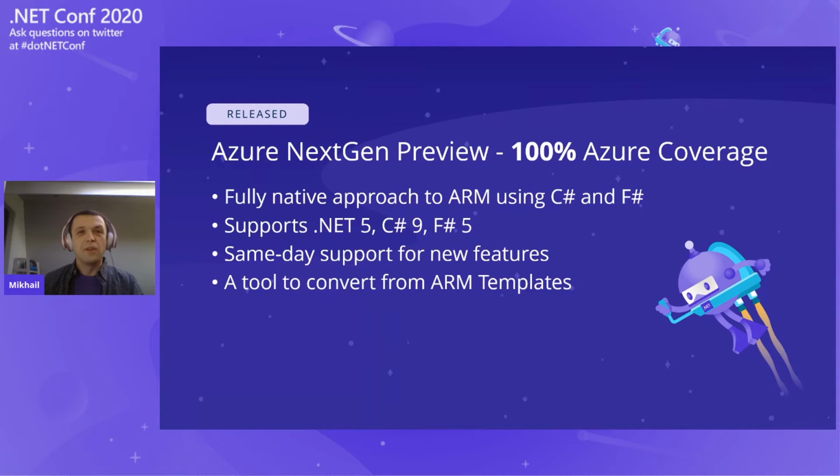And we even have a tool that can take an ARM template, a JSON template, and automatically convert it to a C# program that you can take as a draft and adapt to your needs with relatively low effort.